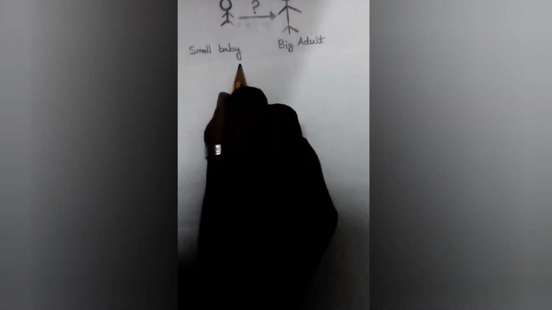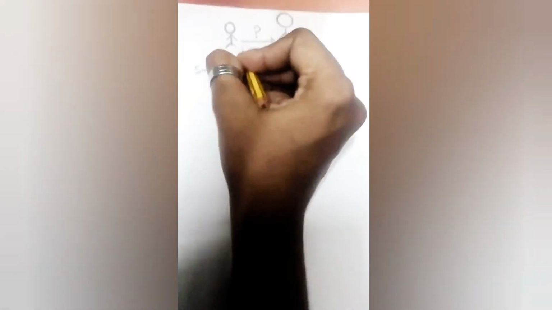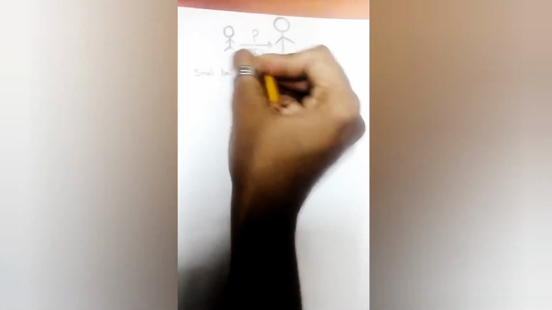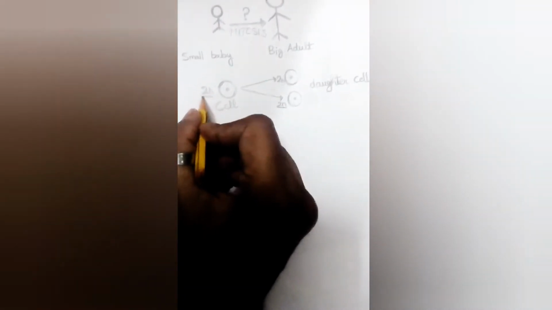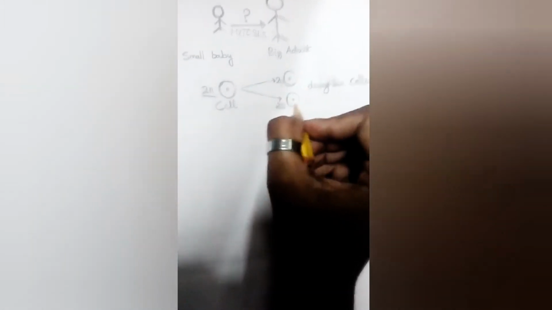Hi guys, do you know how a small baby with small body size grows into a big adult with a larger body size? It is due to the process of mitosis. What is mitosis? Mitosis is a form of cell division in which a single cell gives rise to two daughter cells. You should know that if the cell is of 2n, that is two sets of chromosomes, the daughter cells will have two sets each.